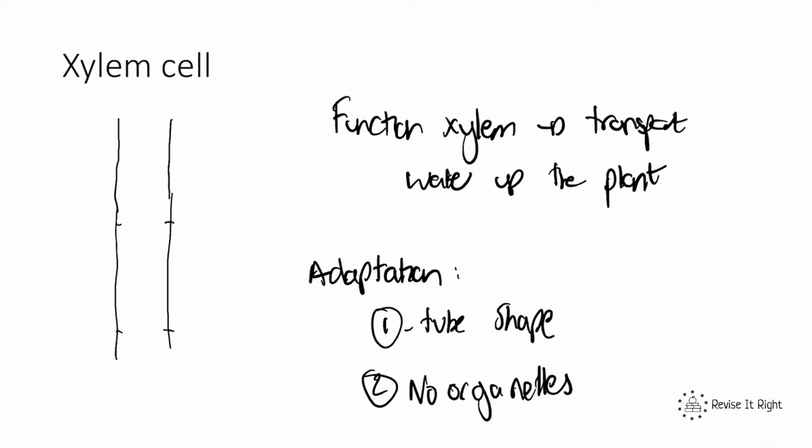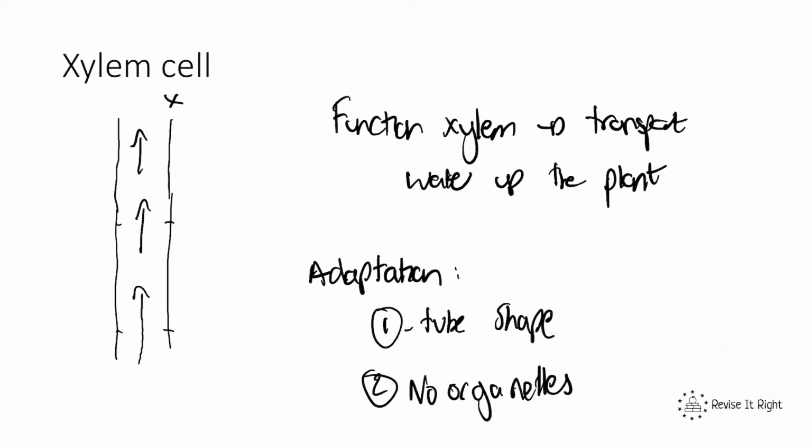Our xylem cell contains no organelles. And this just means that the water can easily flow through the xylem. Okay, so no organelles, so water can easily flow through the xylem.